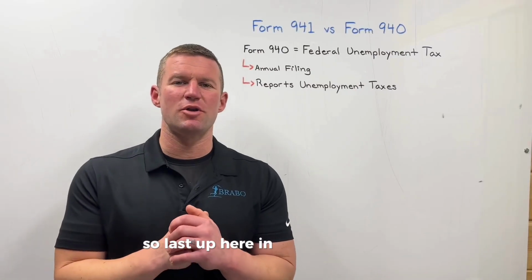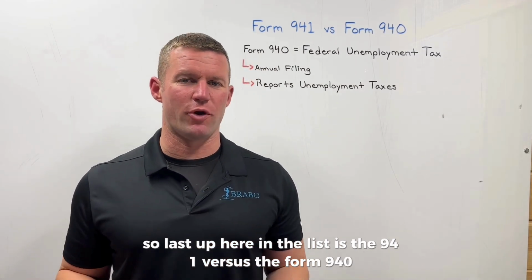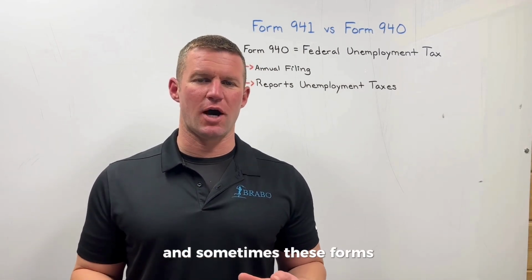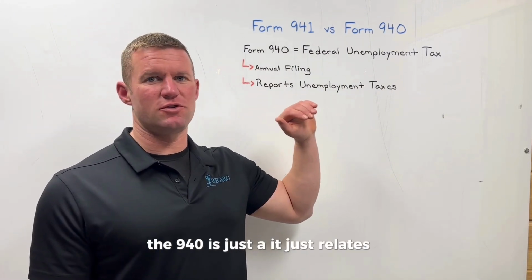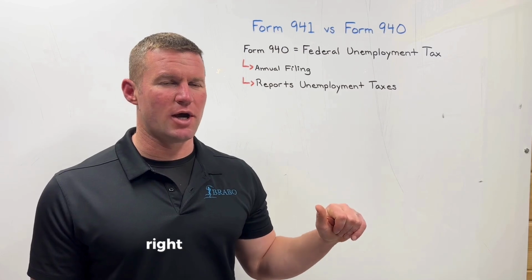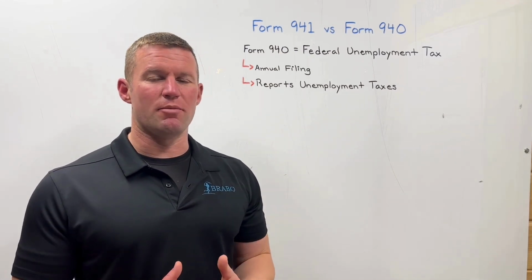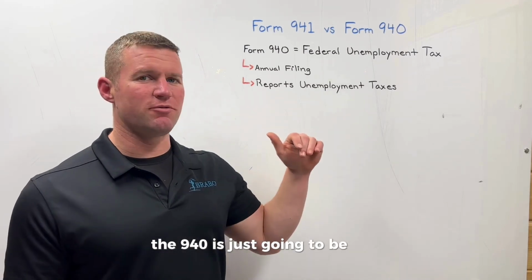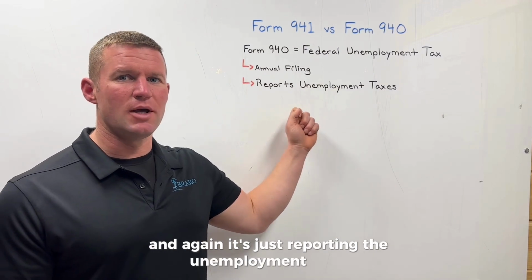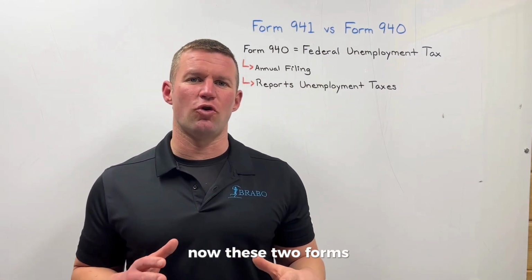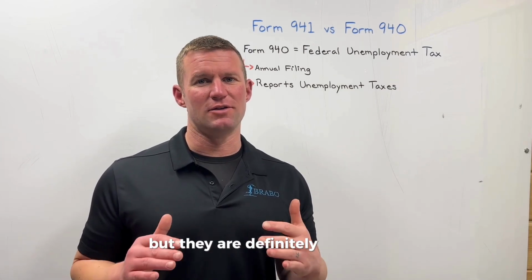All right, so last up here on the list is the 941 versus the Form 940, right? And sometimes these forms can get mixed up. So first of all, the 940 just relates to federal unemployment tax. Now, we know the 941 gets filed quarterly. The 940 is just going to be filed annually, and again, it's just reporting the unemployment taxes. Now, these two forms sound similar, they look similar, but they are definitely different forms.